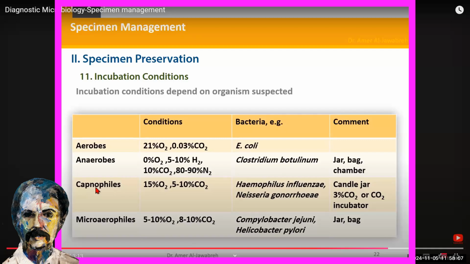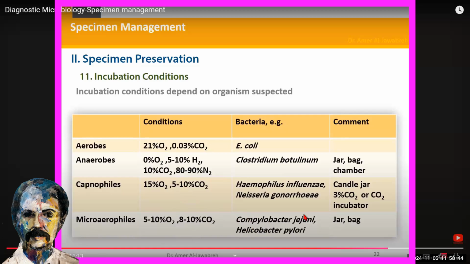Microaerophiles have oxygen, but in a very small amount. Full oxygen is 21%. Microaerophilic is a very small amount of oxygen, 5 to 10%, almost half, and 8 to 10% CO2. Examples are Campylobacter jejuni and Helicobacter pylori. These two are microaerophiles. They like oxygen, but in small amounts. They are not greedy, they are modest bacteria, without very high requirements.